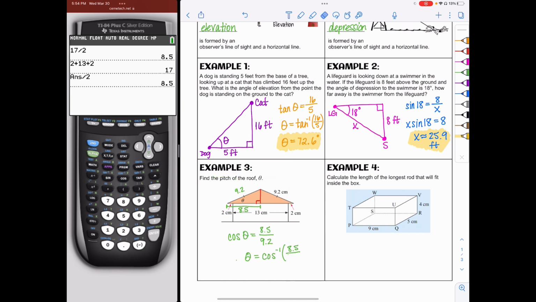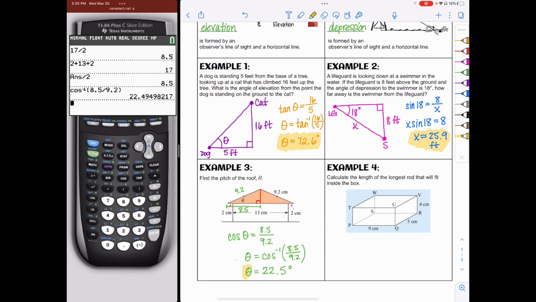When you put that into the calculator, you are going to end up getting that your angle is approximately 22.5 degrees. Okay, that is your angle, 22.5 degrees.